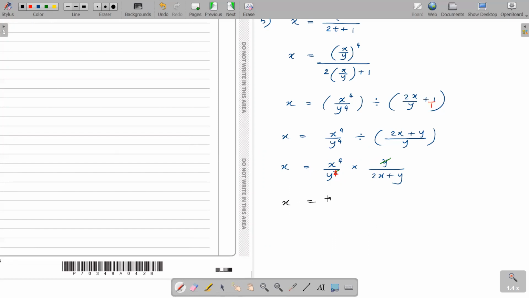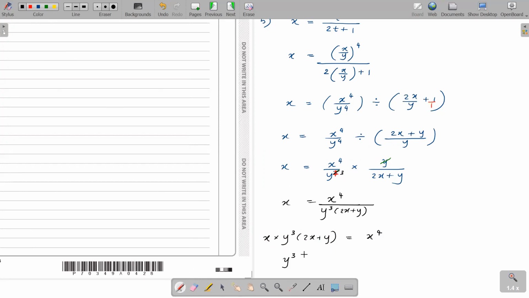x equals x to the power 4 over y to the power 3 when I cut a single y here, right? And then you get 2x plus y at the bottom. Is that okay? Then here I'll take the whole thing to the other side, x times y cube times 2x plus y over x to the power 4. Is this okay now? And now what I'll do is keep the y cube 2x plus y here and take only the x to the other side because I can simplify x.